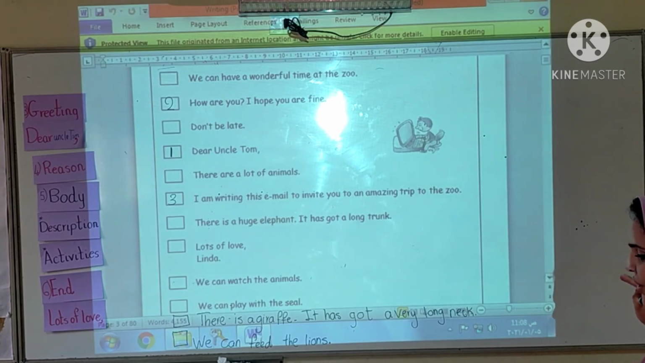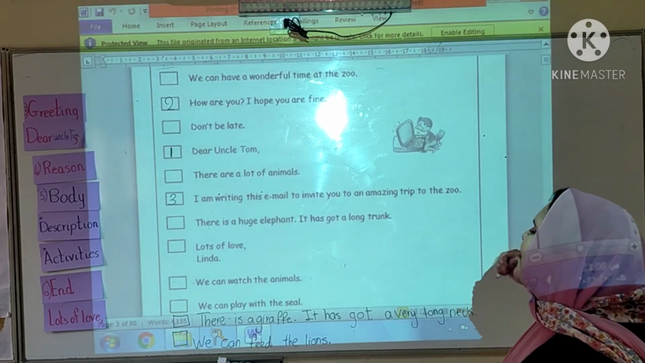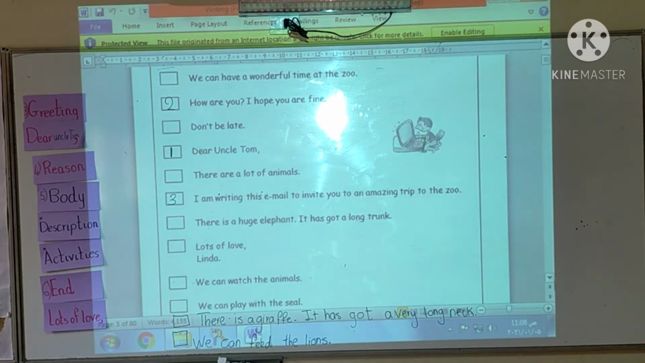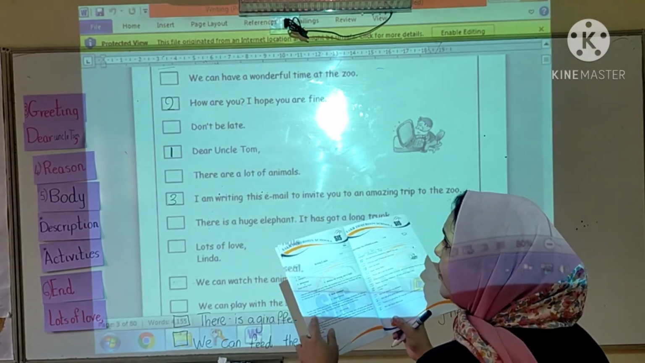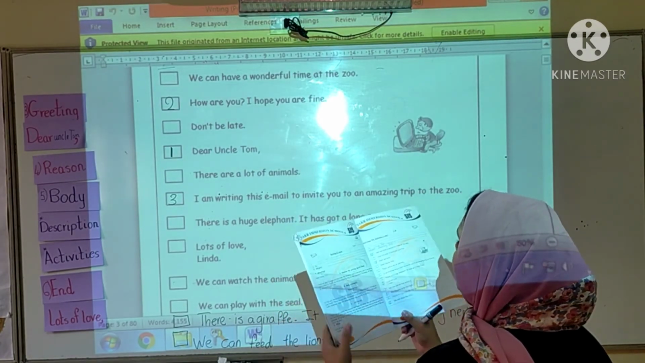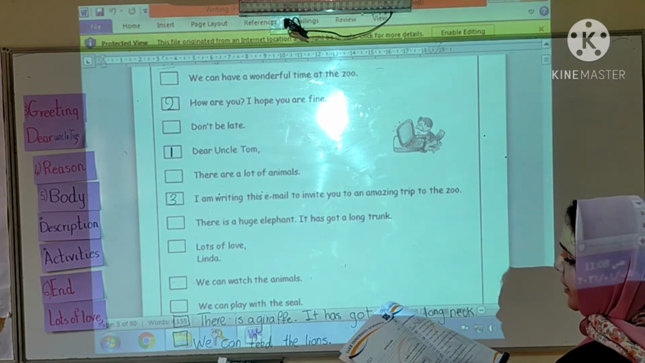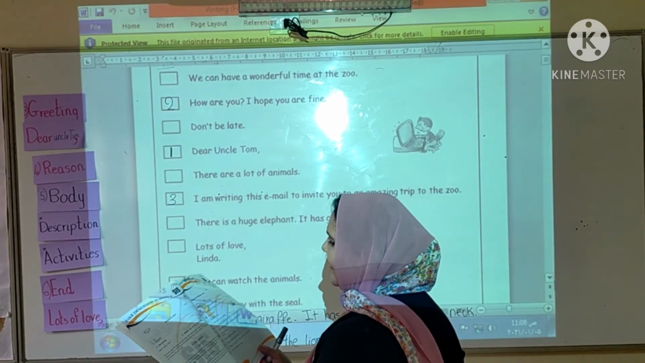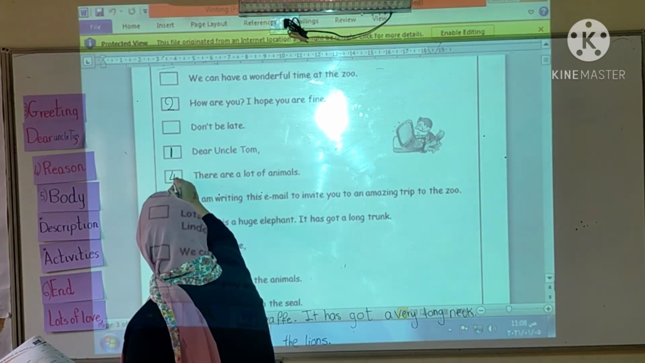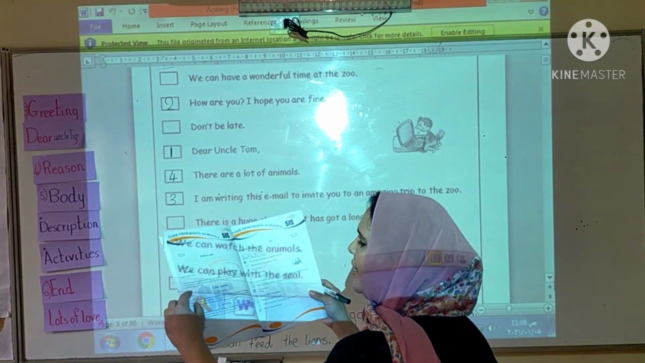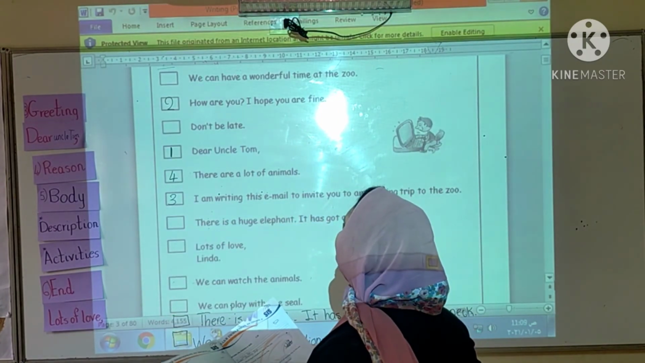I think we finished the greeting and the reason. We have to move to the body, which has description and activities. And from the email itself, you have to find the sentences. So, which one is the first one? Yes, there are a lot of animals. This is number 4. You get it here from the paragraph.